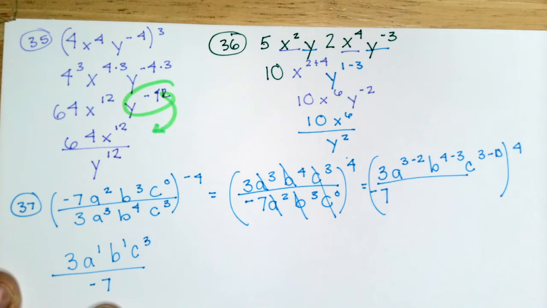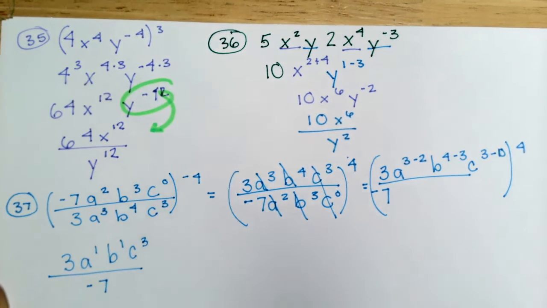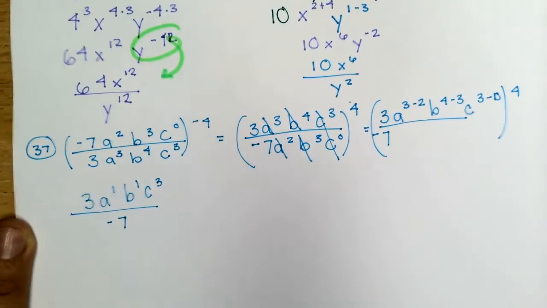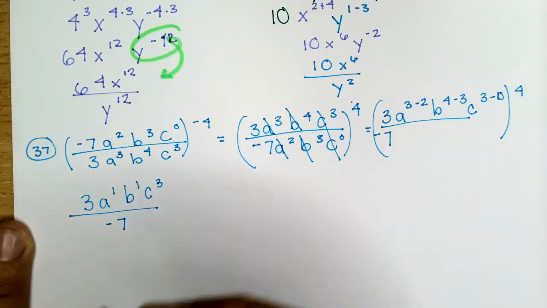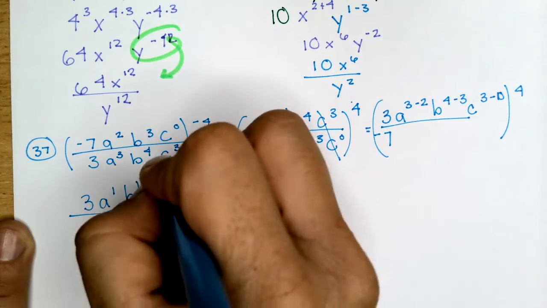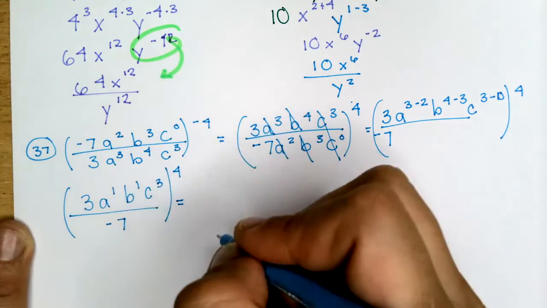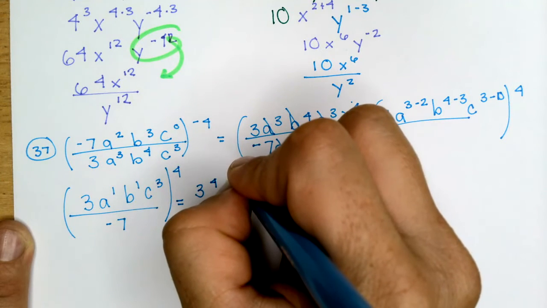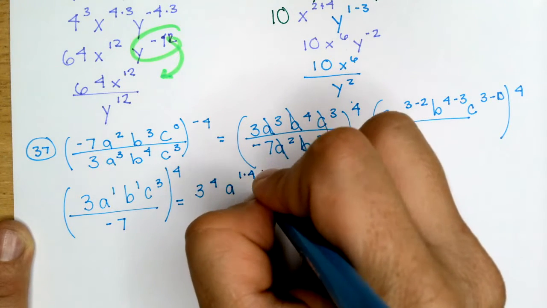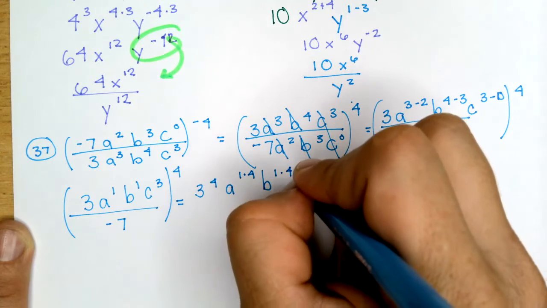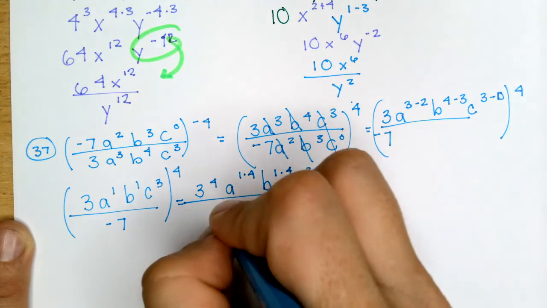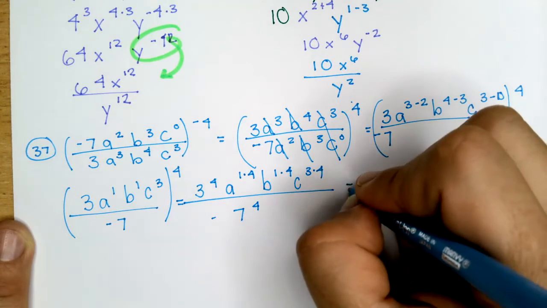It doesn't matter where the negative is. It could be a -7, it could be a -3, or it could be a negative out in front, just as long as it's there. Oh, and sorry, this was all raised to the 4th. So now I can distribute that 4. So 3 to the 4th, A 1 times 4, B 1 times 4, C 3 times 4, -7 to the 4th.